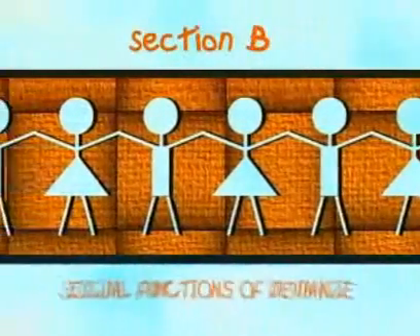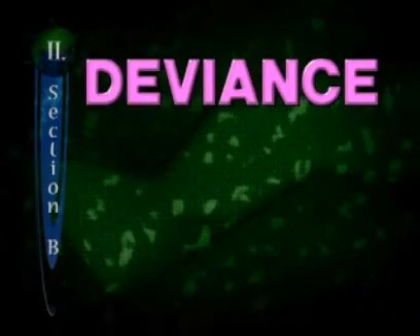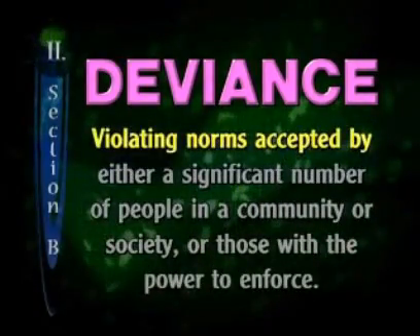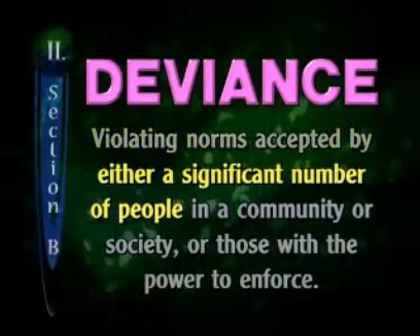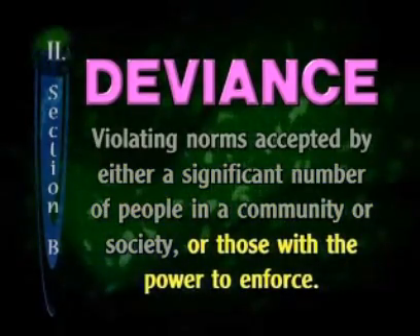Section B. Social functions of deviance. What we've said so far about the behavior of deviance is that it is the violation of norms and expectations. Deviant behavior involves violating norms accepted by either a significant number of people in a community or society, or those with the power to enforce.